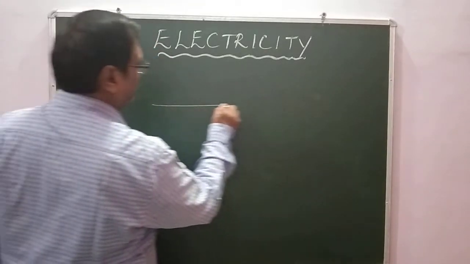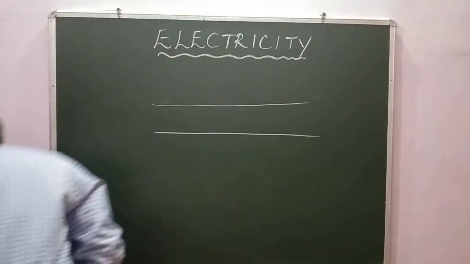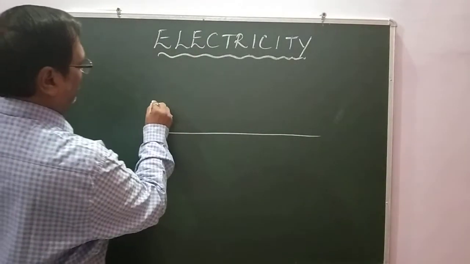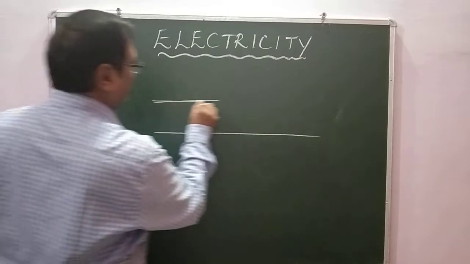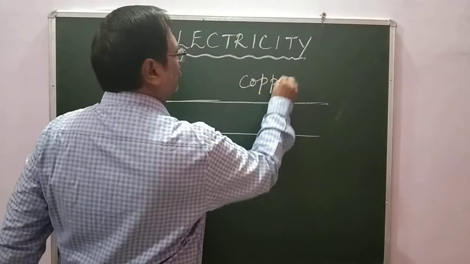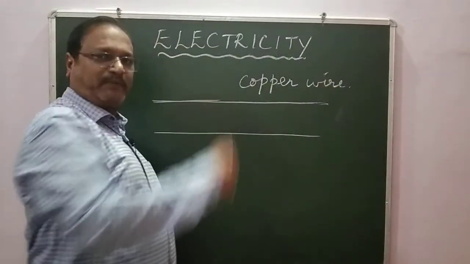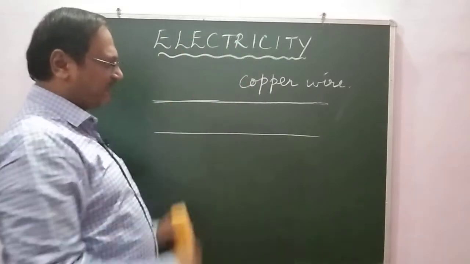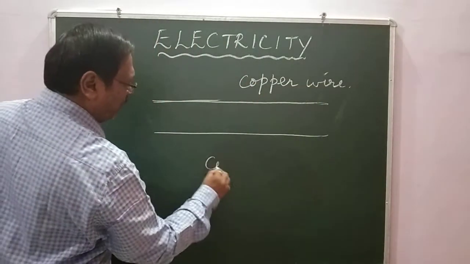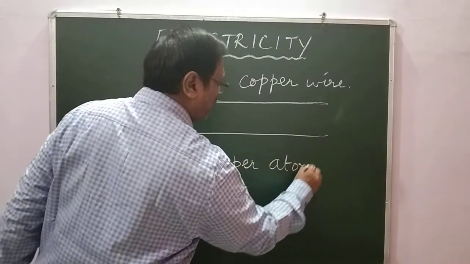I am going to take a piece of wire, right? And what wire am I taking? Let me take, for example, copper wire. Usually, in houses, the wires are made up of copper, right? You will see copper wires are there. Copper wire is made up of copper atoms.